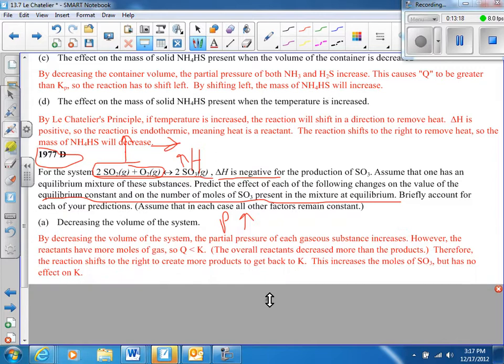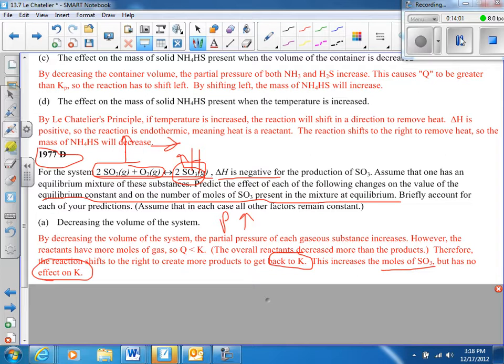Let's see what's written here. Okay, there's a big long explanation. Go ahead and read it. So we go to the right in order to get back to K. So if we go to the right, SO3 goes up. The moles of SO3 goes up. Not necessarily the partial pressure, but the moles of SO3 go up. And there is no effect on K because all we did was we made Q, the reactants went up, Q was too small, and we went back to K, but we didn't change K, we just went back to K.